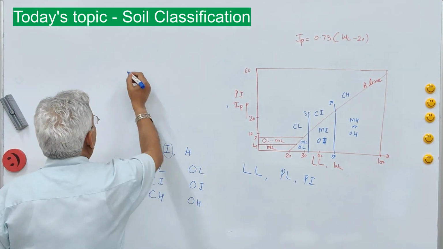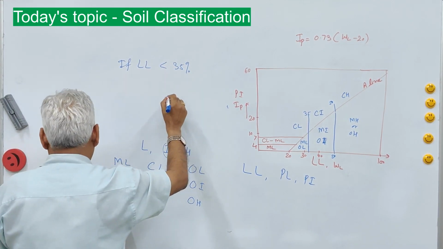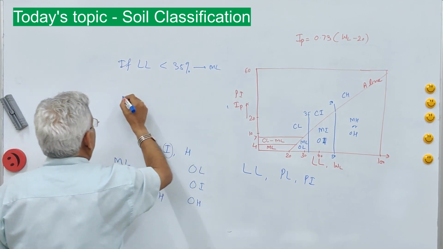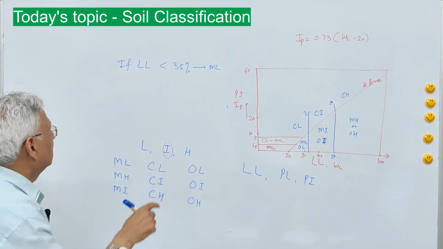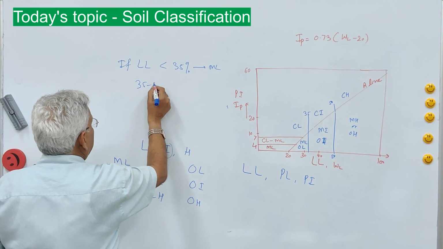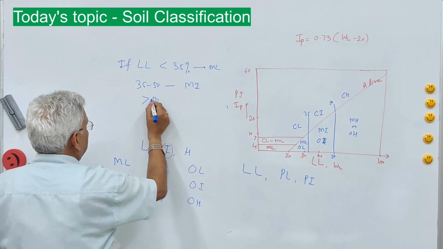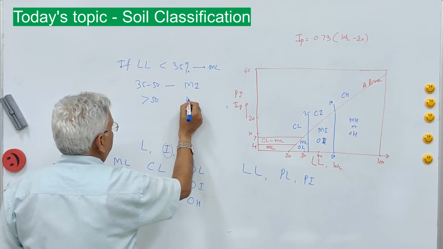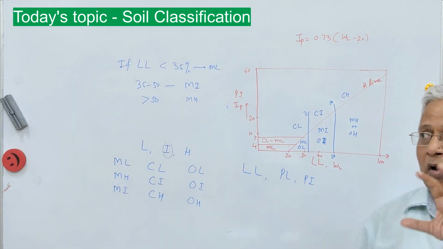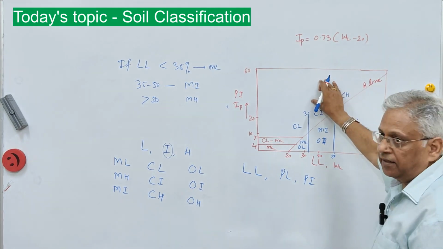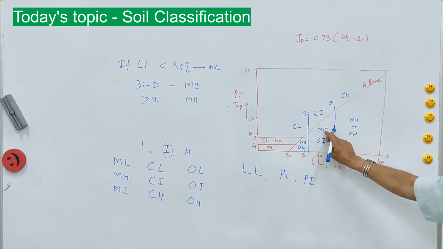So if liquid limit is less than 35%, it is ML, in case of inorganic soil. Inorganic soil means basically silt. If it is 35 to 50, it is MI. Or if it is more than 50, it is MH, high compressibility. If these limits plot above this line, it is the clay. If these limits plot below this line, the A line, then this is silt.